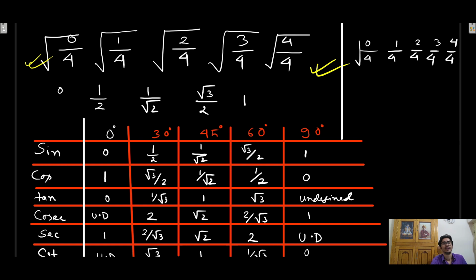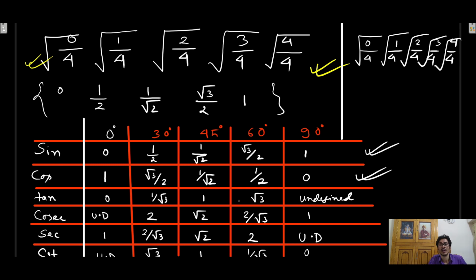Write simply 0, 1, 2, 3, 4, divide them by 4, then take square root. So here are the values 0, 1 by 2, 1 by root 2, root 3 by 2 and 1. These are nothing but the value of the trigonometric ratio sine for the angles 0 degree, 30 degree, 45 degree, 60 degree, 90 degree. Here I have written in this first row. What are the values of cos? We just make it reverse. So these are the values of cos.